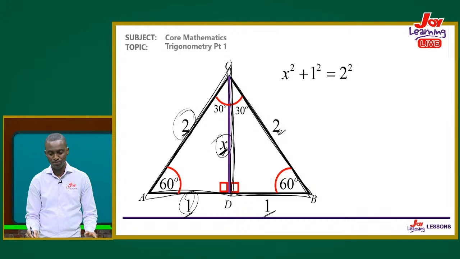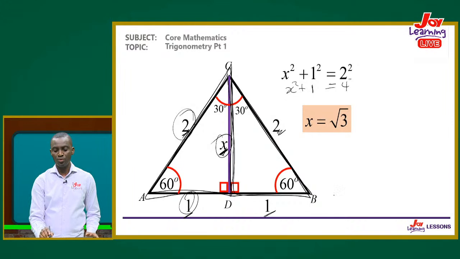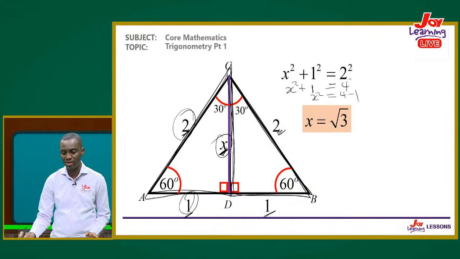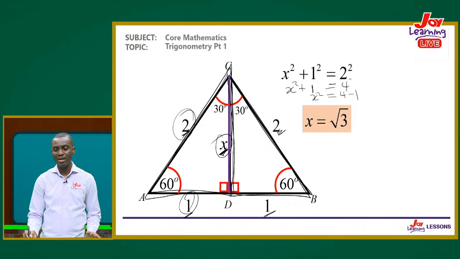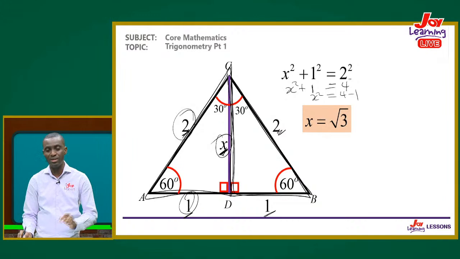So if we do that, we can make x the subject and x will give us root of 3, because this is the same as 4 here. This is 1 and this is x squared plus 1. So if you make x squared the subject, then we have 4 minus 1, which is 3. We take the square root of both sides. We get x is equal to root of 3. Actually, we should have said x is equal to plus or minus root 3. But we are dealing with size, and we can't measure length or distance or size with negative. So the answer remains root 3.